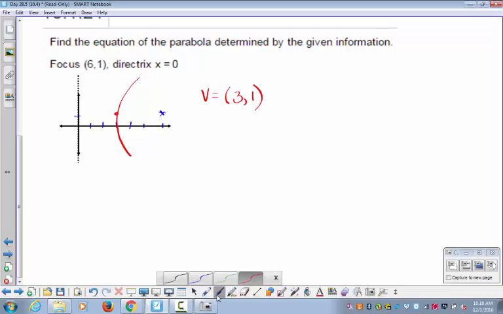We can identify p pretty easily. P is going to be 3, positive or negative? Positive because it's opening right. If it opens left, it would be negative. And what is our basic equation then, given that the vertex is not at the origin, so we're going to have that shift in there? So what's the basic equation?